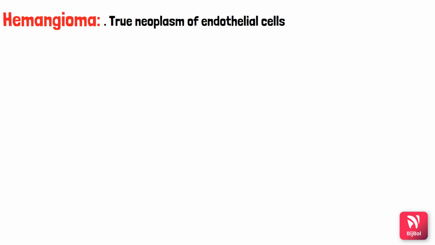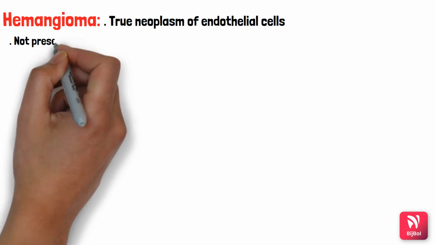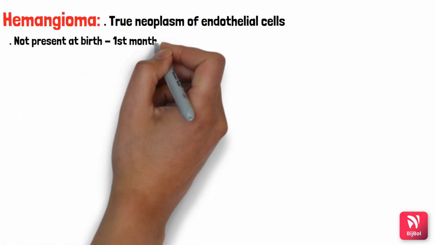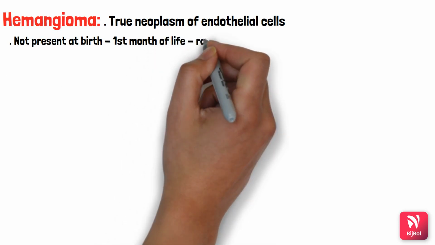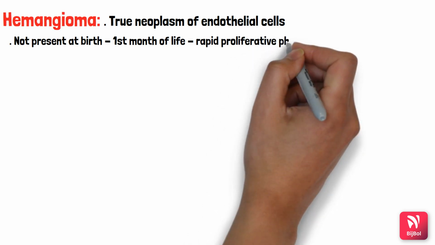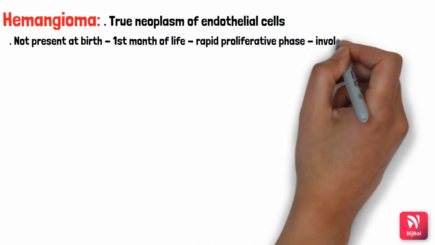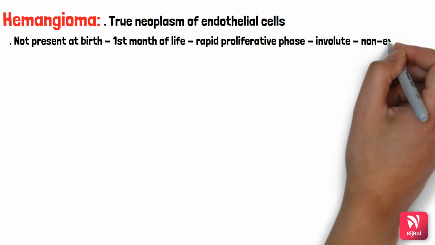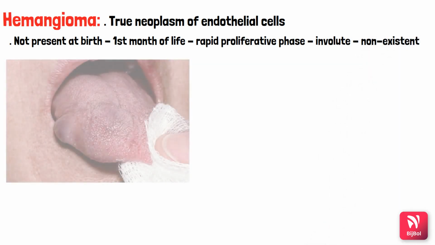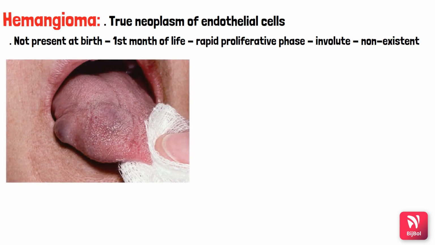These are basically cells which are lining the blood vessels, and these are the cells which can form blood vessels also. Okay. So hemangioma, what is the nature of hemangioma? Usually hemangioma is not present at birth, but it can occur after 1 month of life, and initially it proliferates very rapidly, and after some time in life it will start to involute, that is, it decreases in size until it is not at all existent. So this is how its nature will be.